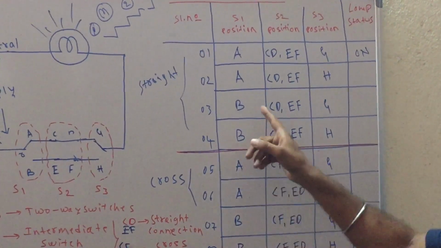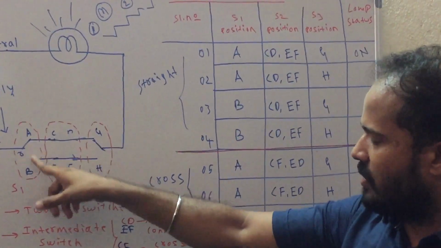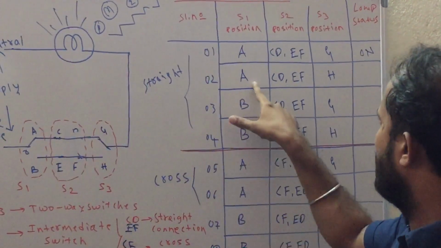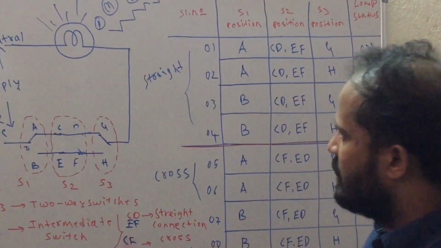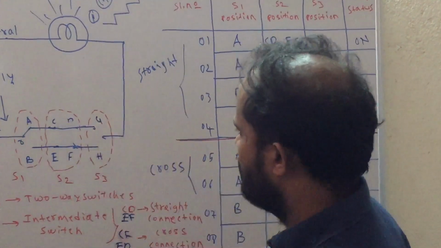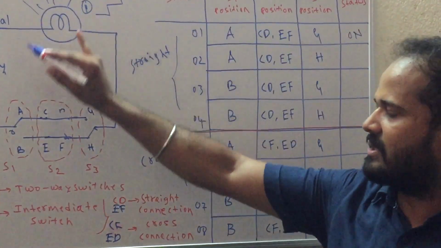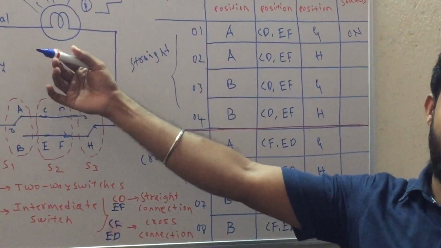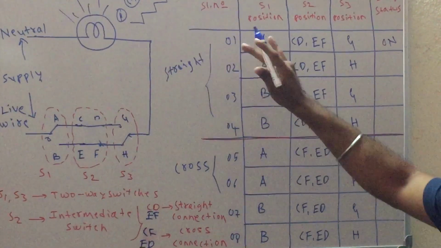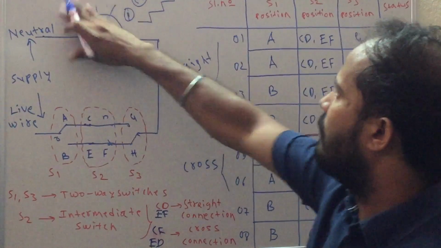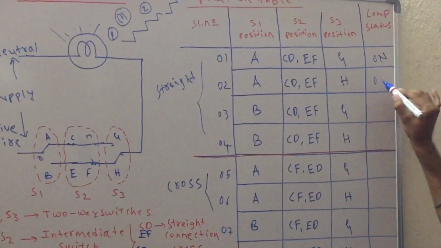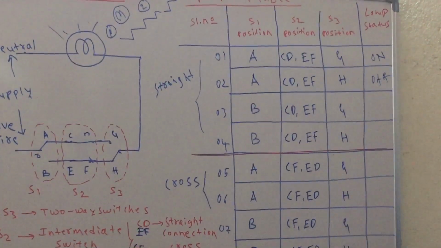If you go to the second case, the switch S1 position is still in A only. What is changed here is switch S3 position is being shifted to H. If you make so, what will the change in the circuit be? It becomes open circuit. If the circuit will be open, then what happens to the lamp? It will be off. So therefore position 2, status of lamp is off.